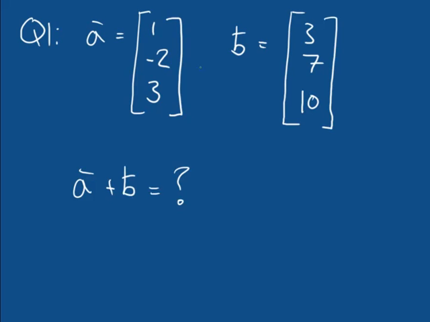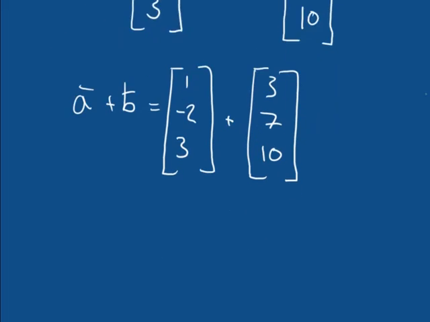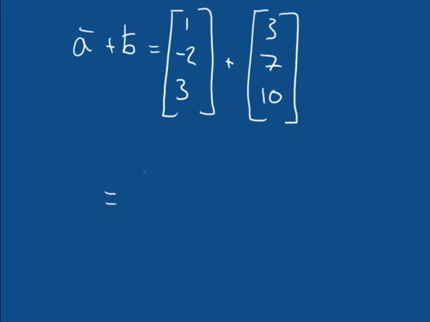So a nice simple example to start out with, simply adding two three-dimensional vectors. So we know that this is equal to 1, minus 2, and 3, plus 3, 7, and 10. So we know when we're adding our three-dimensional vectors, much like when we're adding our two-dimensional vectors, we take the first component of the first vector and we add that to the first component of the second vector, and that's going to give us the first component of the result. So 1 plus 3 is the first component of the result.